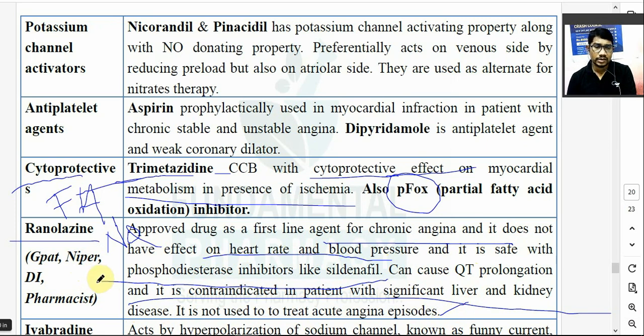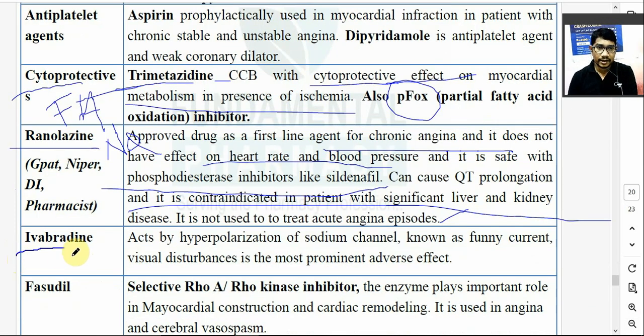Ranolazine. Then next आता है ivabradine. Ivabradine acts by hyperpolarizing the membrane by inhibiting the sodium channel known as the funny current. Okay, funny sodium current, funny current or If current, funny sodium ion channel. ये slowly depolarize करते हैं. That's why they are known as funny sodium ion channels. So ivabradine inhibits the funny current.